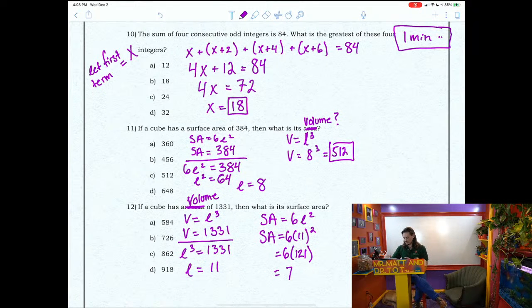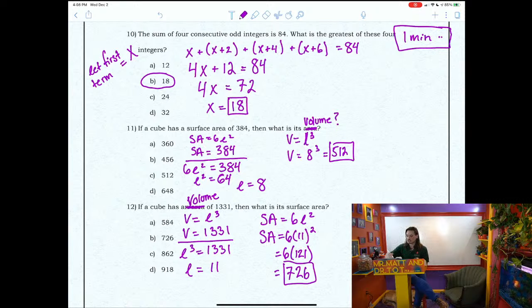I'm just finishing up number 12 here. So if we say x plus the quantity x plus 2 plus the quantity x plus 4 plus the quantity x plus 6 is equal to 84, then we can simplify that into 4x plus 12 is equal to 84. Subtracting 12 on both sides, we get 4x is equal to 72. So x is going to be equal to 18, which is answer selection B.